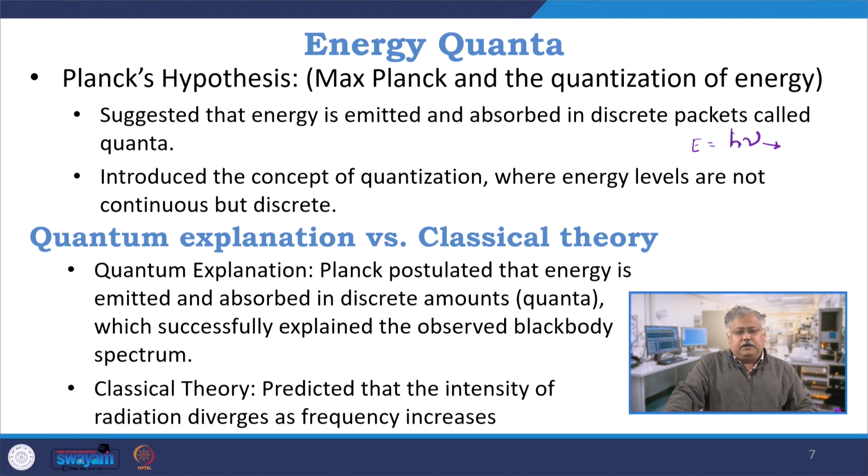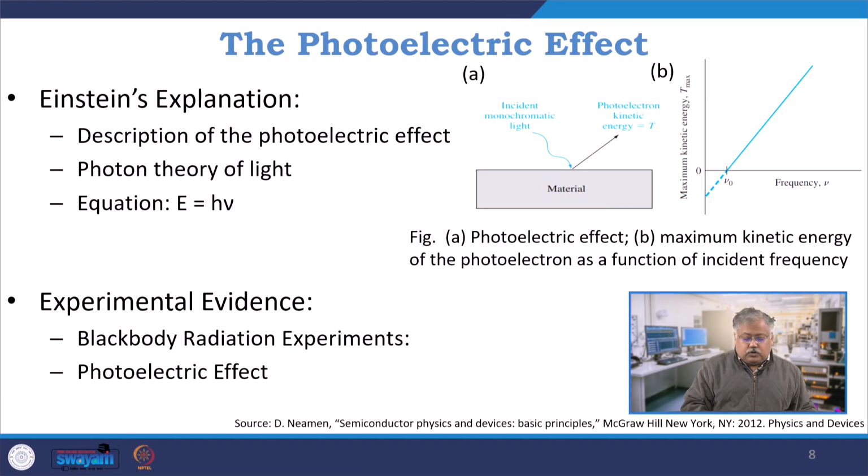So this was the major influence of energy quanta. As you can see at the bottom part of the slide, Planck postulated that the energy is emitted and absorbed in discrete amounts, known as quanta, given as h nu, and therefore he was able to explain the concept of black body radiation, and the way black body radiation behaves, using the quanta. Now, classical theory tells me that as the frequency goes on increasing, the intensity of the radiation goes on increasing as well, or diverges, and that's not correct as far as the quantum explanation goes.